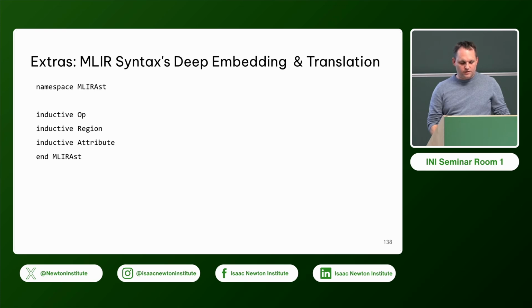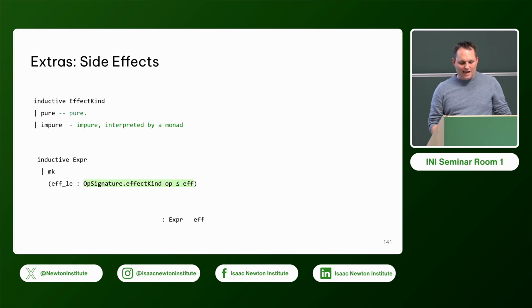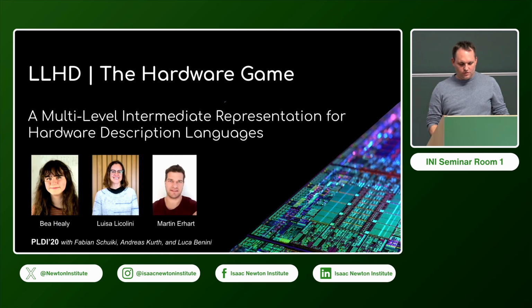A couple of extra goodies. We have common sub-expression elimination and dead code elimination for our limited subset of this MLIR, proven as a meta-theoretic statement. And we have a really simplistic model of the fact that there might be a side effect, without any semantic power behind that. So no side effect reasoning, no loads, nothing. That's pretty much it on the verification side.